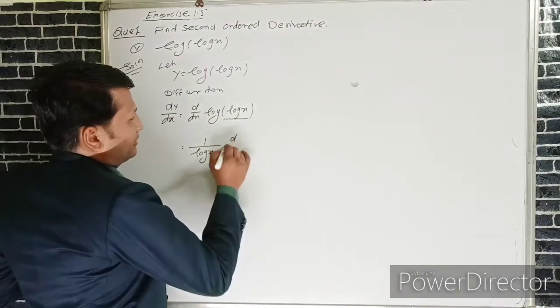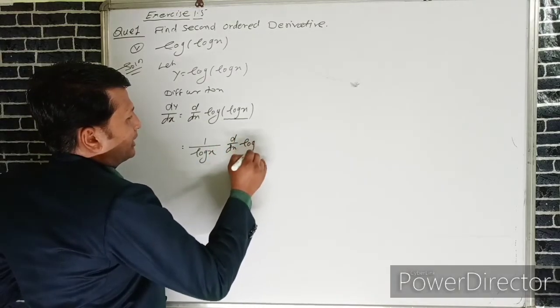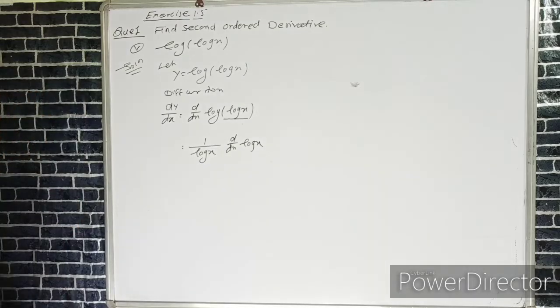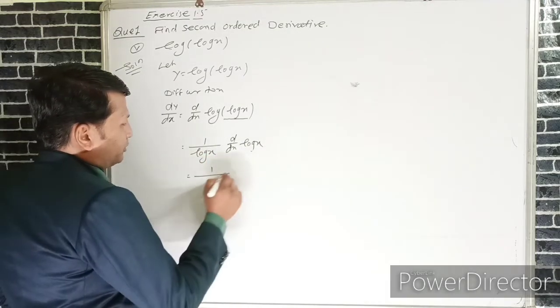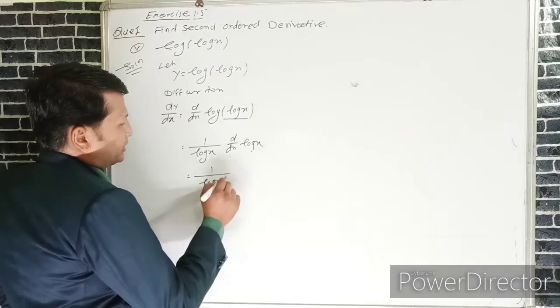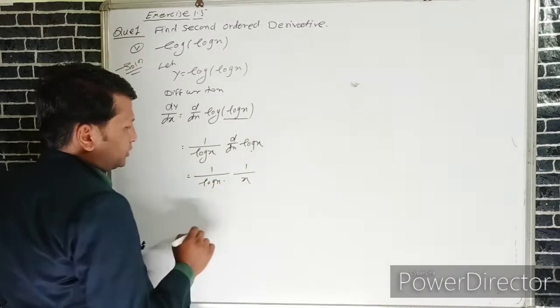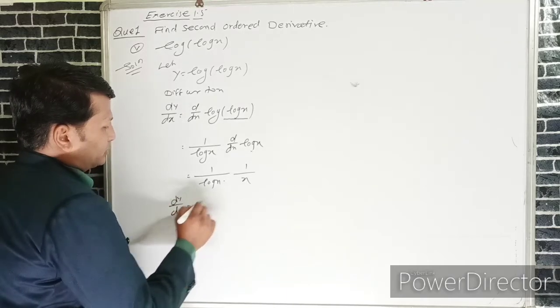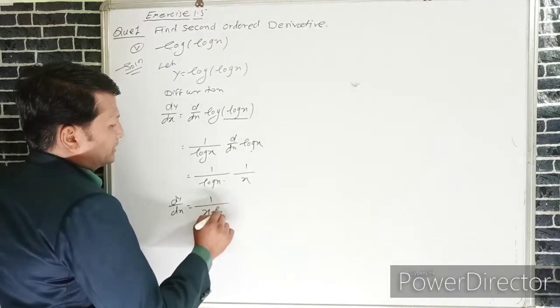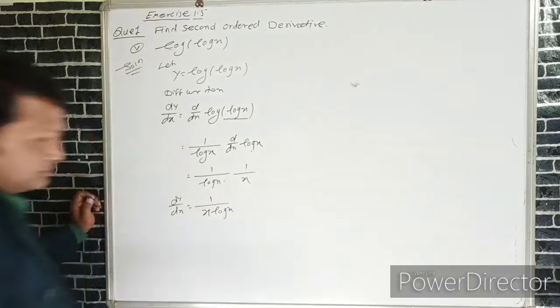And if we again take the derivative of log x by using the chain rule, we can write 1 upon log of x into the derivative of log x, which is 1 by x. Hence we can write dy upon dx is equals to 1 upon x into log x.